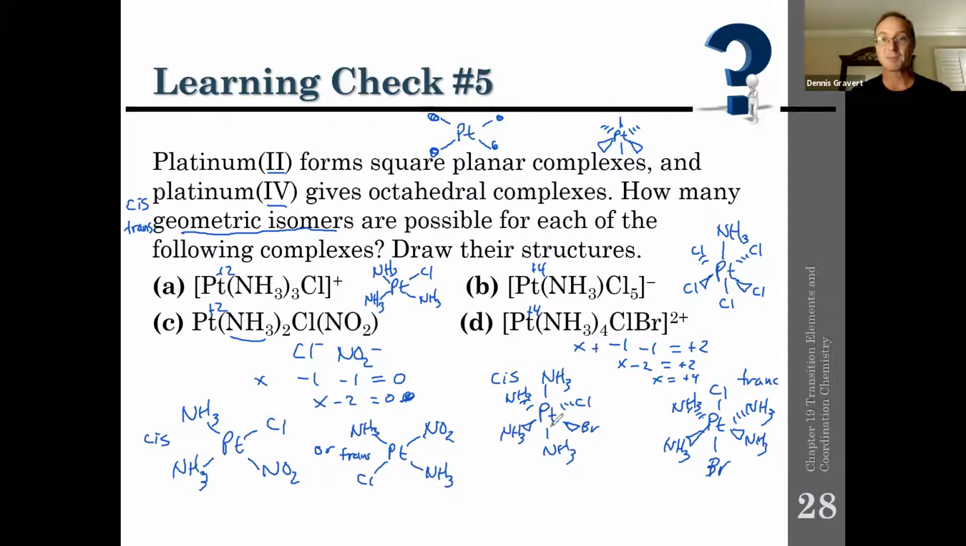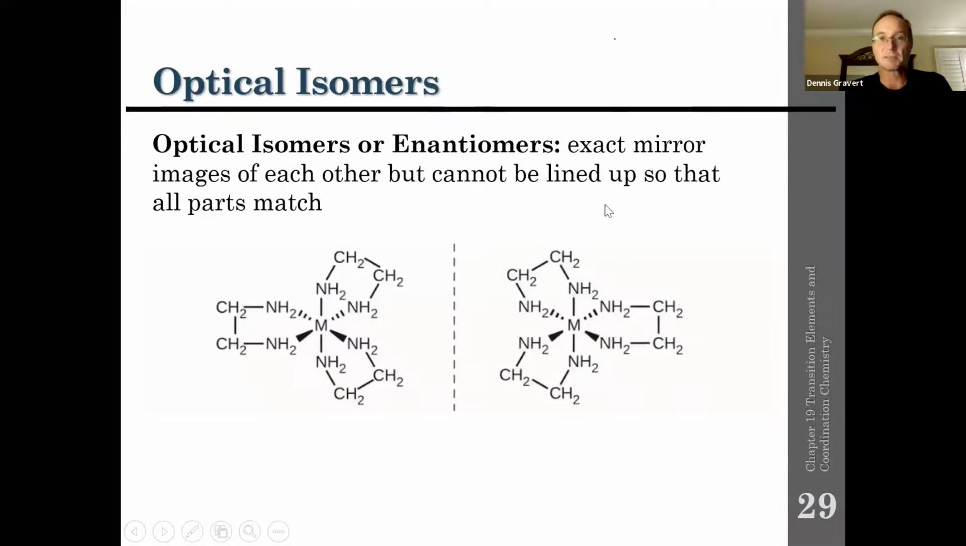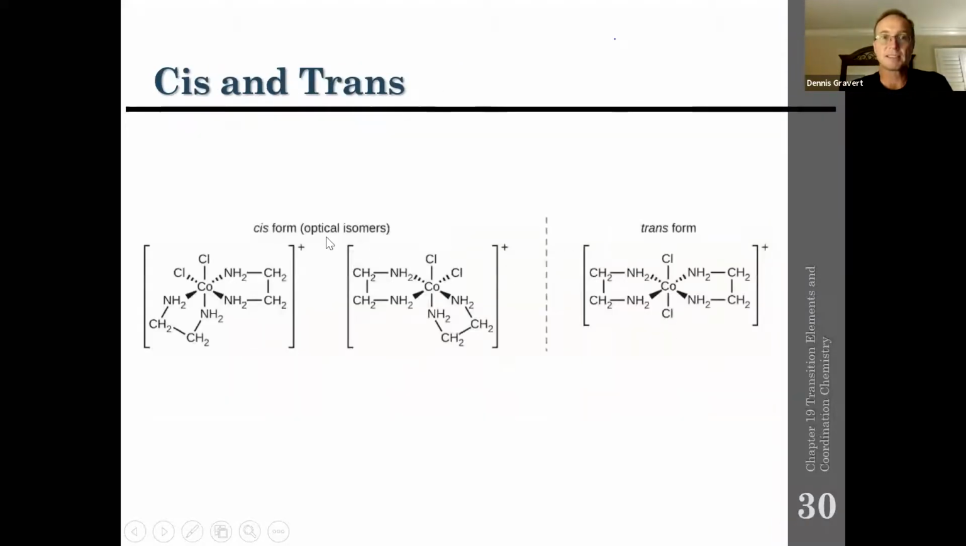There's an optical isomer pair of enantiomers here, but let's not do that. Okay. Oh, I have to, darn it. Let's clean the page. There we go. Optical isomers. We're going to skip that. We got the cis and trans.